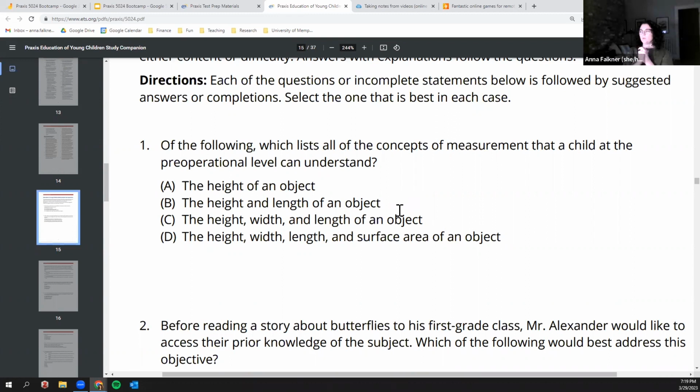Of the following, which lists all the concepts of measurement that a child at the pre-operational level can understand? If anybody watched that Piaget video, maybe you're going to be in on it. Is it A, the height of an object? B, the height and length of an object? C, height, width, and length of an object? Or D, the height, width, length, and surface area of an object? What are our first thoughts here?